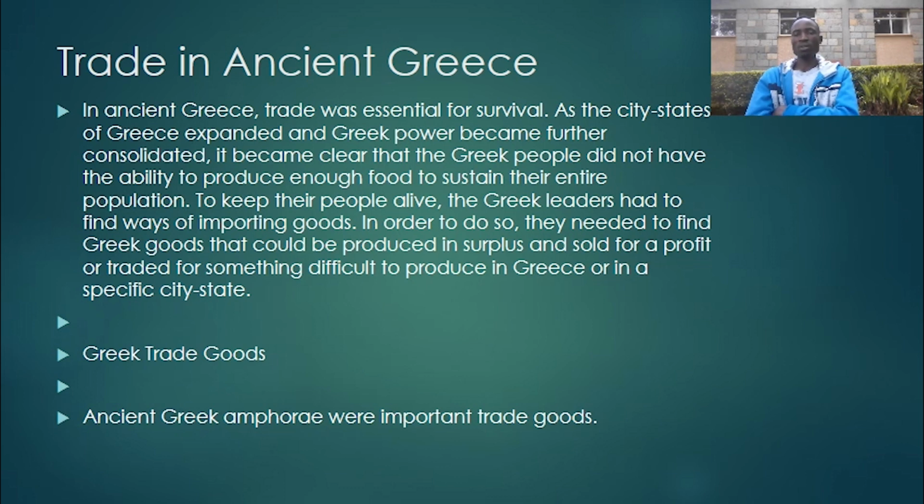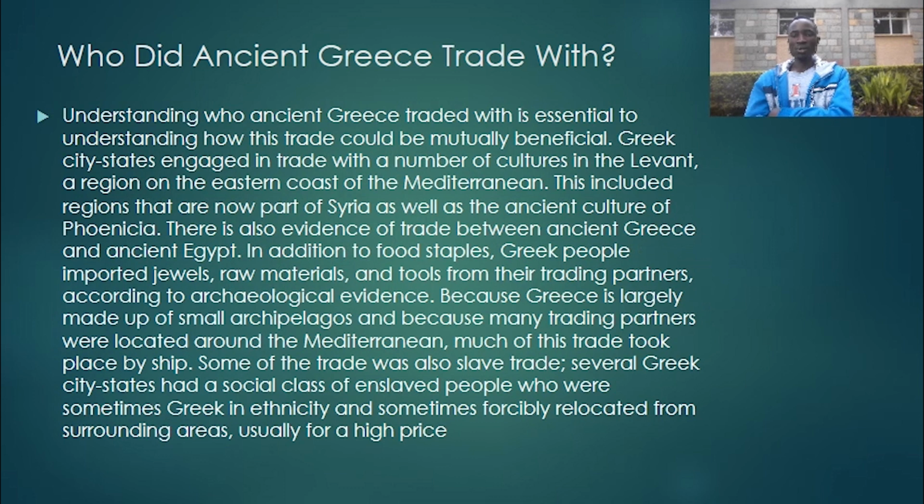Trade was very essential in ancient Greece. This is because the Greeks took it as a means for survival because they could not produce enough food, so they engaged in trade so that they could get those goods in terms of food and drinks. So trade became very essential in their day-to-day activities.